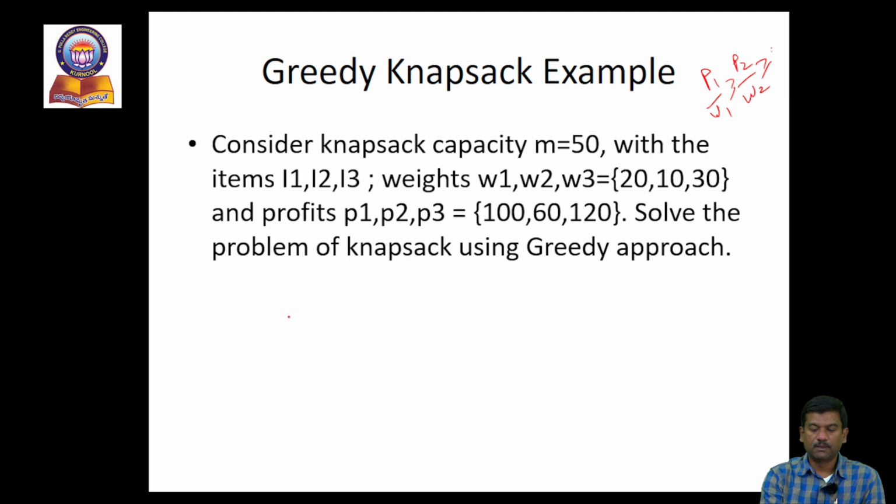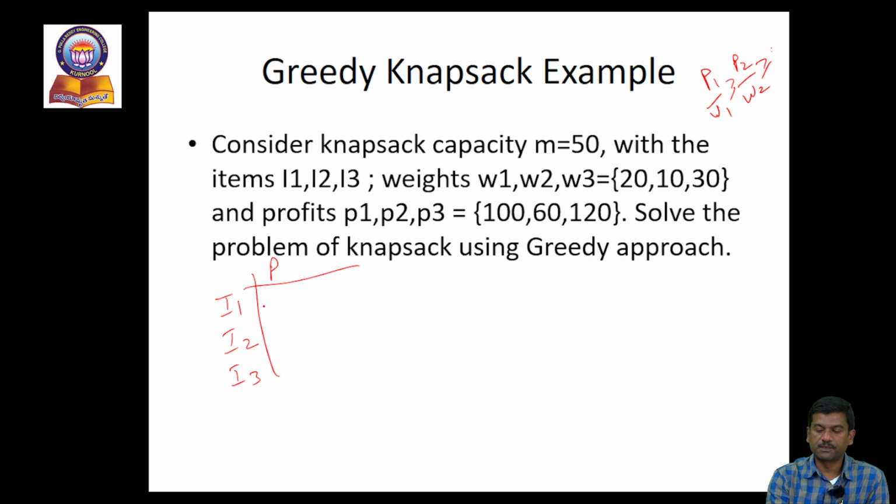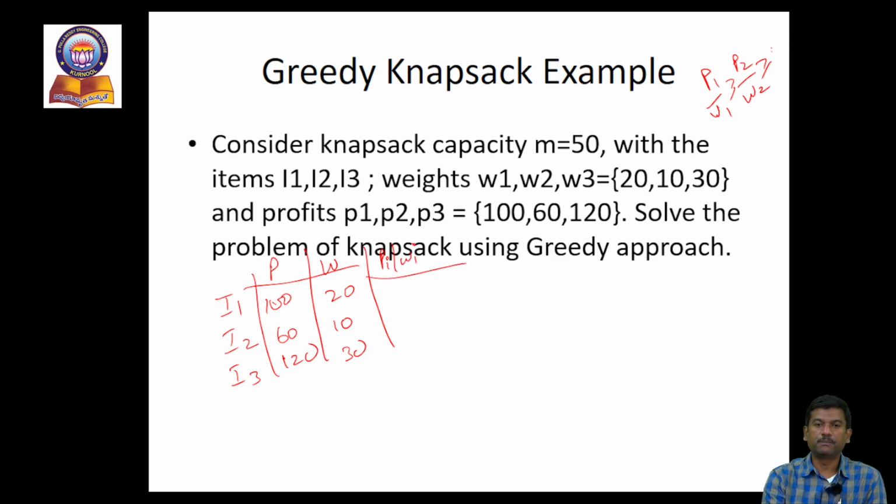How to arrange this? Here the items are provided: item 1, item 2 and item 3, with respect to profits. The profit of the first item is 100, the second item is 60, and the third is 120. The weights are 20, 10, and 30. No matter what order is provided, you should arrange in the Pi by Wi format.